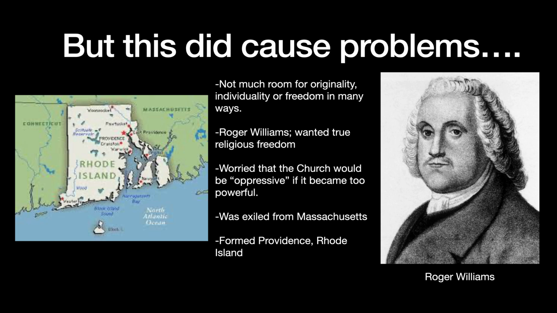Roger Williams was a guy who wanted more freedom. He wanted true religious freedom. He thought the church was getting too powerful governmentally. And he believed that people should have the right to be members of the government without being members of the church. And he believed that people should worship in a way they wanted to worship. And if the church became too powerful, it would end up oppressing people and taking away their rights.